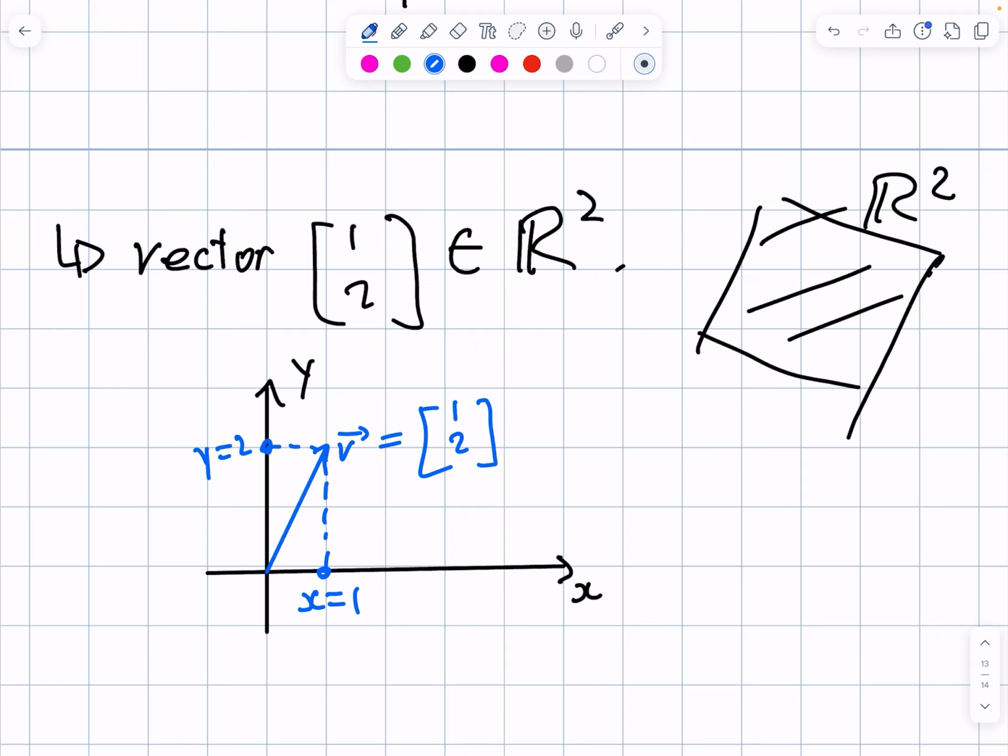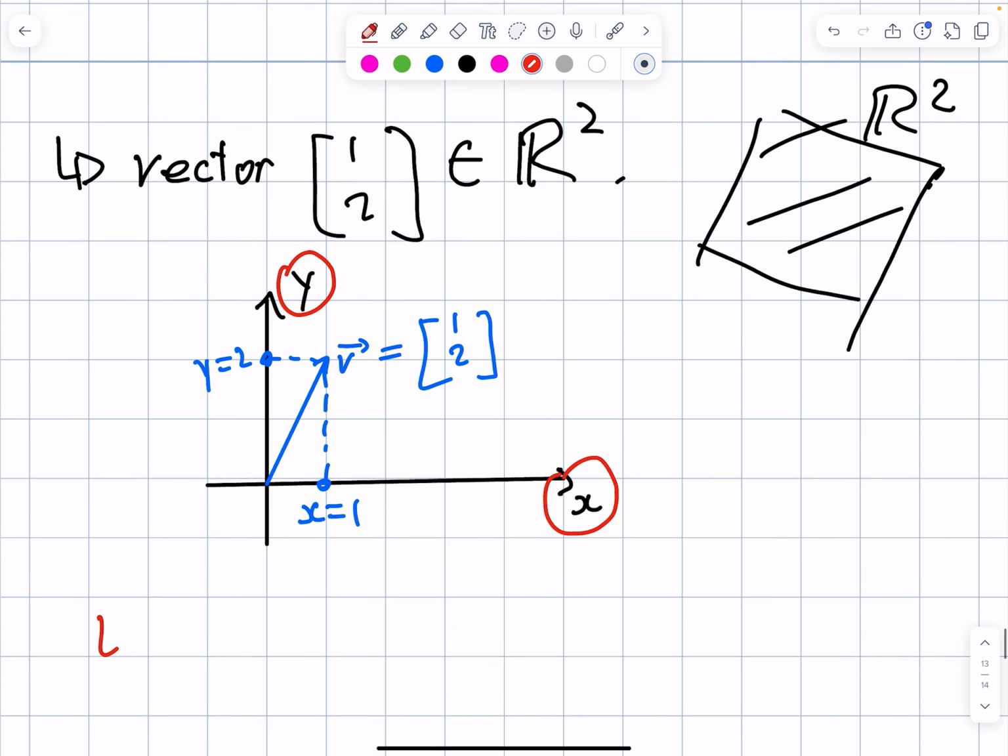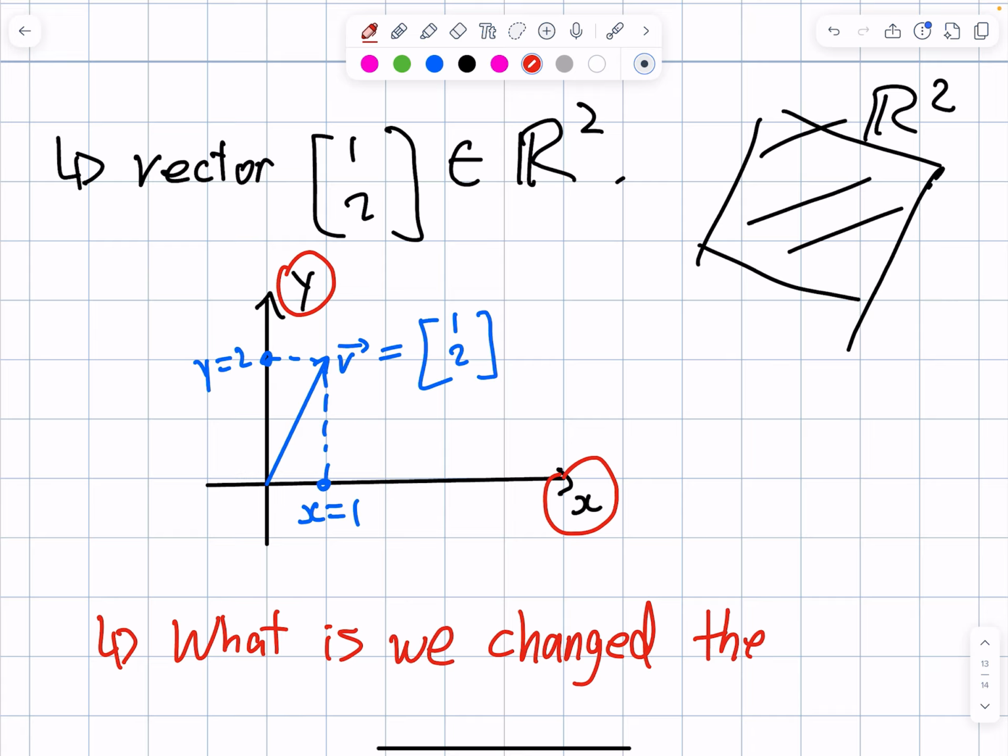But what if we use different coordinate axes? So instead of this y-axis and this x-axis, what if we used different coordinate axes? What if we changed the axes?